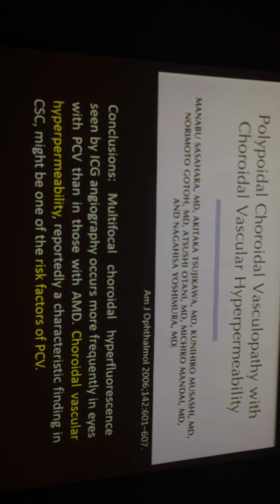So this thought that polypoidal is related to choroidal vascular hyperpermeability is not new. Some papers have already shown that choroidal vascular hyperpermeability is a risk factor for polypoidal, and that choroidal thickness in polypoidal vasculopathy is different from that of AMD, and so that sort of already suggests a different pathogenic mechanism in PCV than those in AMD.